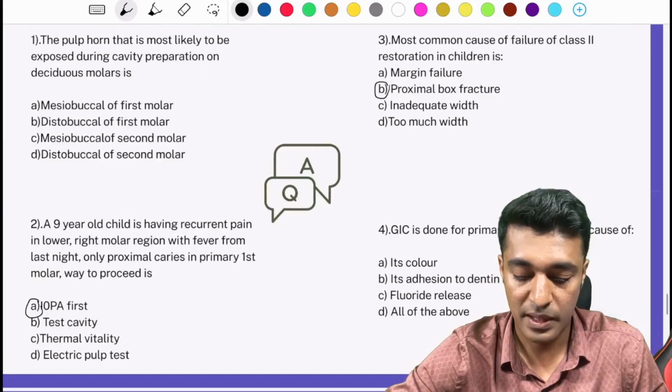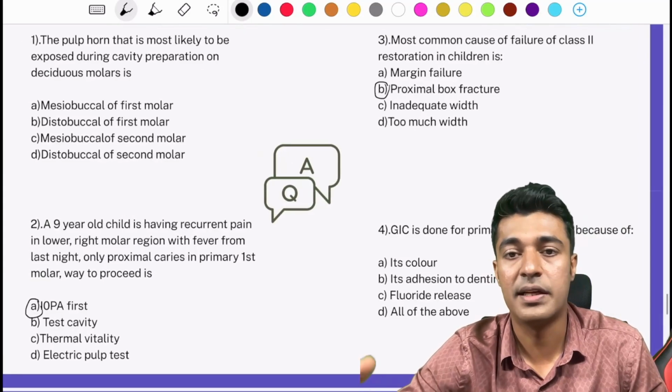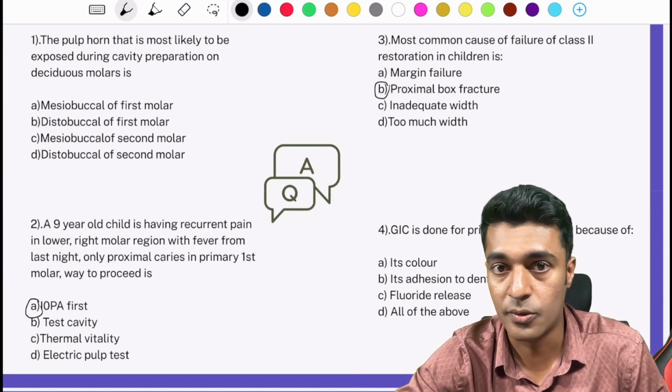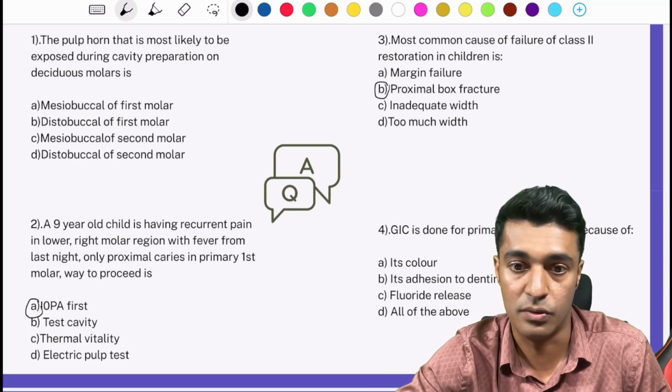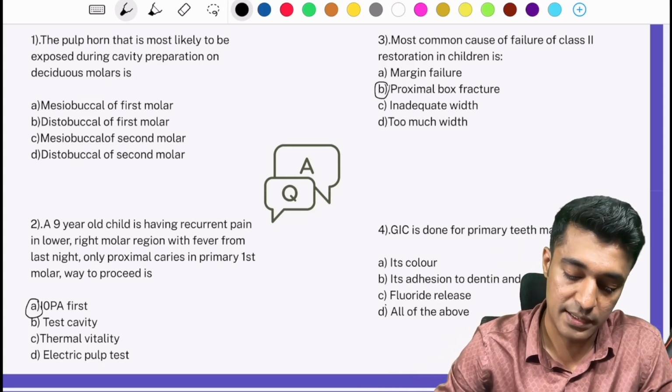GIC is used for primary teeth mainly because of the advantages of GIC. I've told you earlier, it is a two-component restorative material. It is fluoride releasing. It can adhere to the tooth surface. So the answer for this is all of the above.